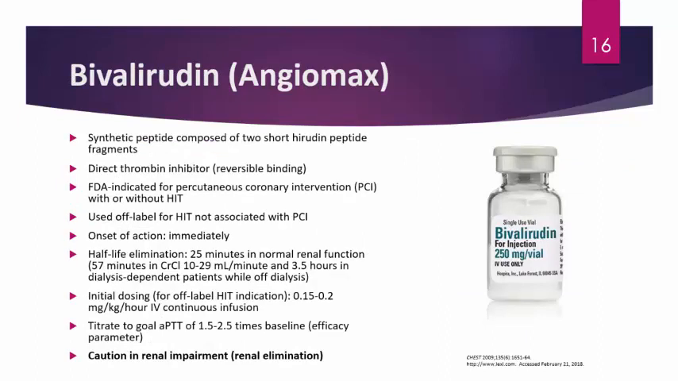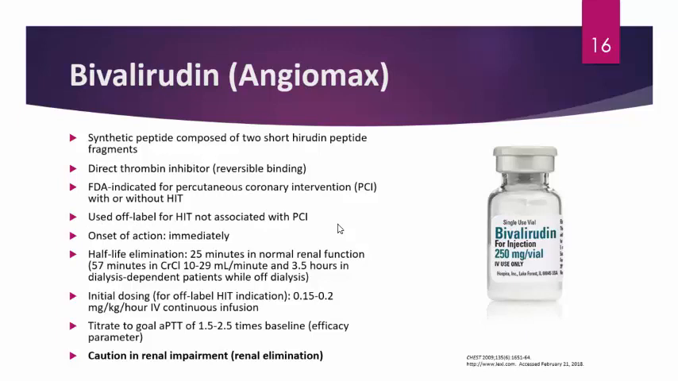Bivalirudin is another potential option that can be used for the treatment of HIT. It's a synthetic peptide composed of 2 short hirudin peptide fragments, and it's also a direct thrombin inhibitor, reversible binding. Of note, it's FDA indicated for patients receiving PCI, or a percutaneous coronary intervention, essentially where they have to potentially get a stent. PCI with or without HIT. However, for other indications of HIT where PCI is not involved, it's used off-label.